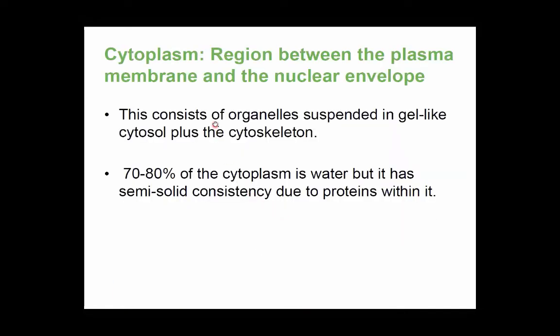Now, the cytoplasm is next. It is the region between the plasma membrane and the nuclear envelope. This consists of organelles that are suspended in gel-like cytosol. Cytosol is the fluid part, the liquid part, and the cytoskeleton. Now, 70 to 80% of the cytoplasm is water, but because of the sugars and all other substances dissolved in it, it has this semi-solid, viscous consistency.